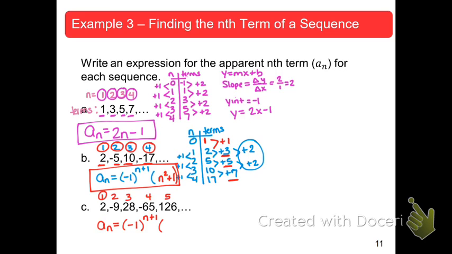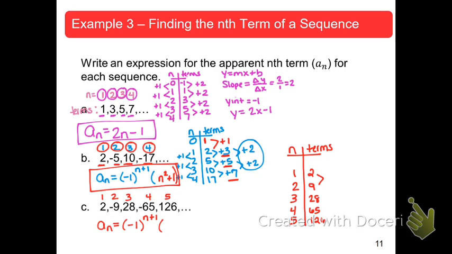So again, I'm going to use tables. So I'm going to come over here and I'm going to build myself a table. I'm going to let this be my n, and this is still my terms. So now I have 5 terms, so n is going to be 1 through 5. So 1, 2, 3, 4, 5. And my terms are what? 2. Remember, don't worry about the negative, so just use the 9. We already took care of the negative. 28, 65, and 126. So I'm going to go through here and find my differences.